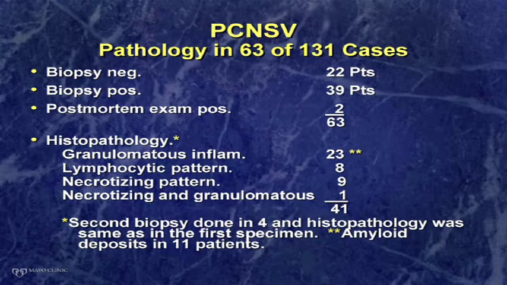As you noted, one of the older terms was granulomatous or giant cell arteritis of the CNS. And the granulomatous histopathology was present in the majority of the cases, by a little bit. 8 of them had only a lymphocytic pattern. 9 of them had a necrotizing pattern with polymorphonuclear leukocyte invasion and destruction predominantly, and 1 had both of these findings. So this kind of alerted us.